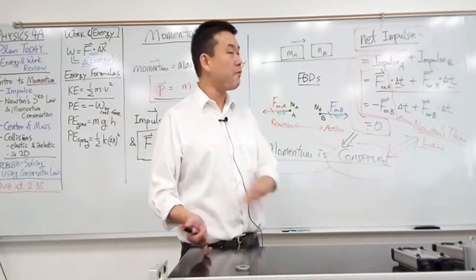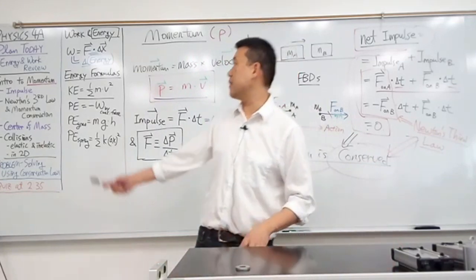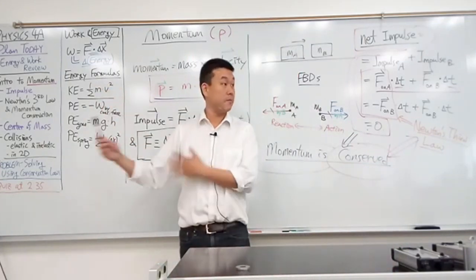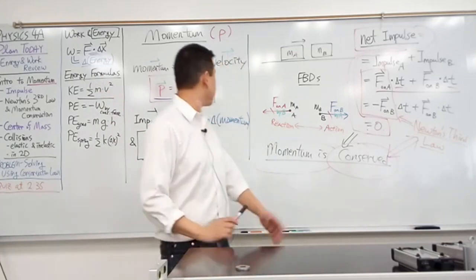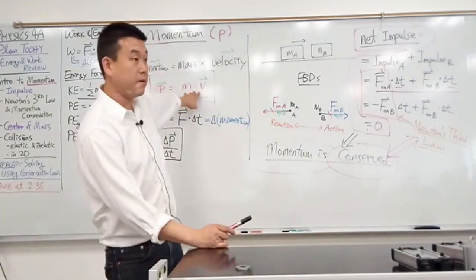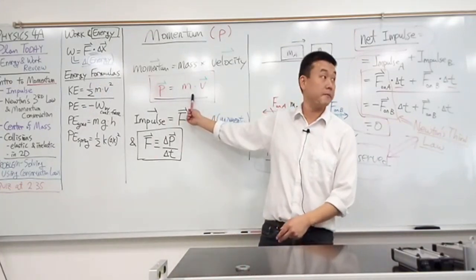So with the energy, there wasn't any law that said energy must be conserved. We kind of constructed energy in such a way that it must be conserved quantity. With the momentum, we start out with this definition of momentum, and here's the law of nature that says this must be a conserved quantity.